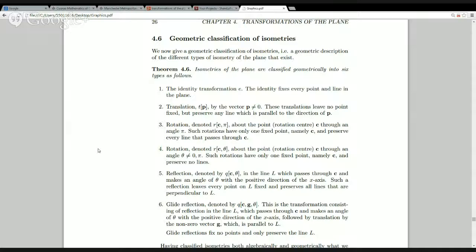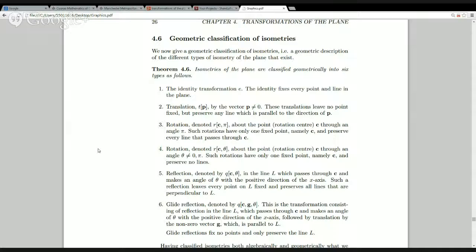Just to set up some notation, we've introduced this R square bracket and Q square bracket notation here. R square bracket C theta is the rotation about the point C by an angle theta, and Q C theta and Q C G theta are the reflections and glide reflections, respectively, through the lines which go through the point C and make the angle theta with the horizontal direction.